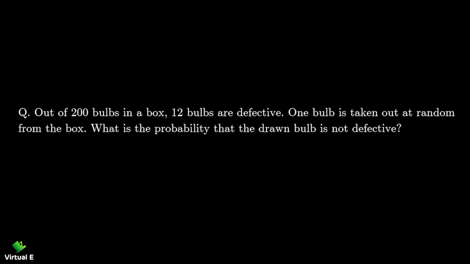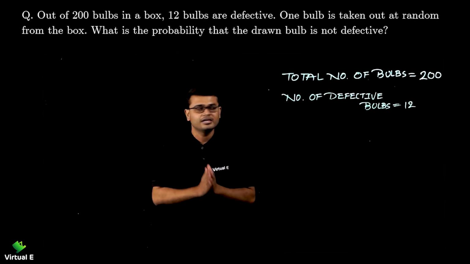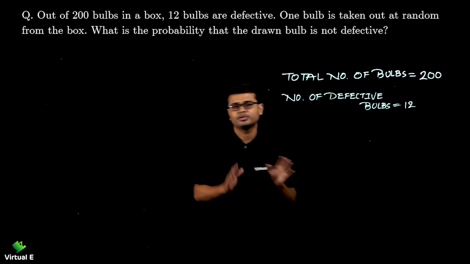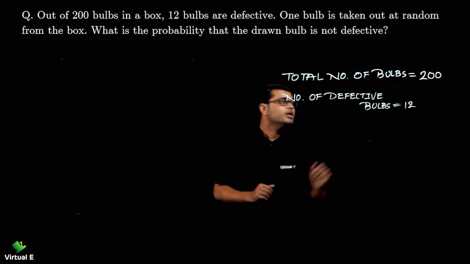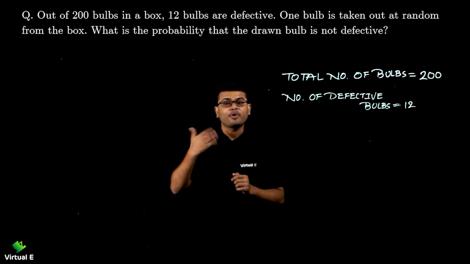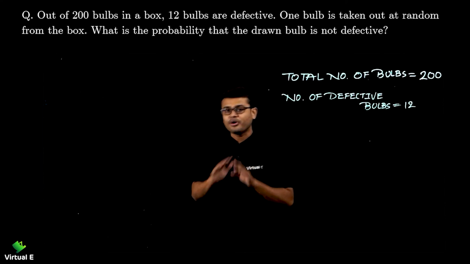One bulb is taken out at random from the box. So we are taking out one bulb randomly from the box. Simple. Now, what is the probability that the drawn bulb is not defective? Now, understand this case very interestingly. Here, we have a picture of the total bulbs. 200 bulbs are there. Very simple. And out of that, defective bulbs are given. That is 12. And the probability being asked is about bulbs which are not defective.